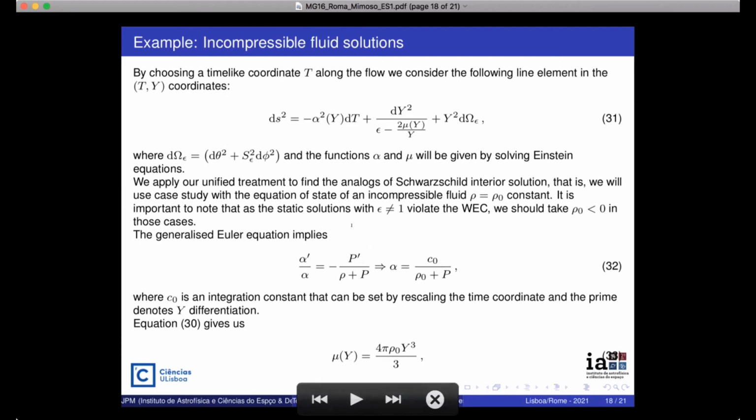For the Euler equation, we will consider that we have a constant density, like in textbooks for the interior Schwarzschild solutions, and we integrate the Euler equation to get this expression of alpha in terms of the constant energy density and the pressure. The mass parameter yields this simple expression which generalizes the spherical one, although for the open models rho is negative.